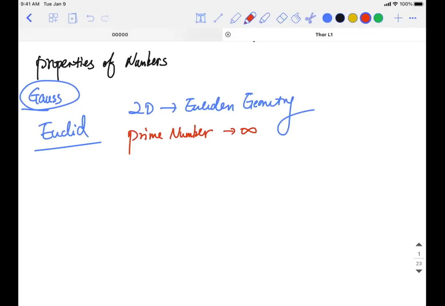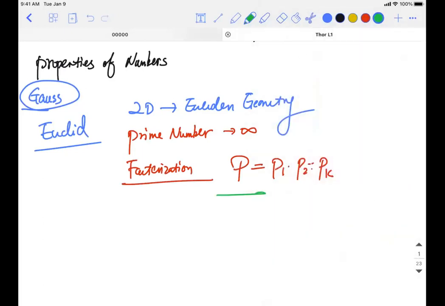He also introduced the famous fundamental theorem of arithmetic, and he talked about factorization. For any given positive integer, the factorization is always unique. Let's say I have a number n, for instance, and I want to do a prime factorization, say p1, p2, all the way to pk. If you have an integer and you want to do a prime factorization, this prime factorization is always unique.